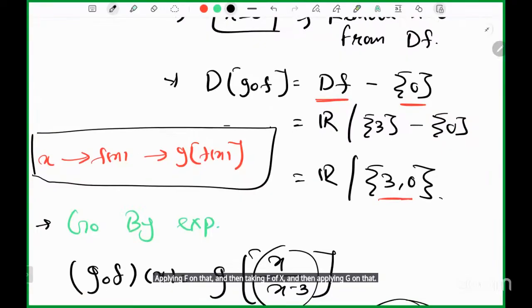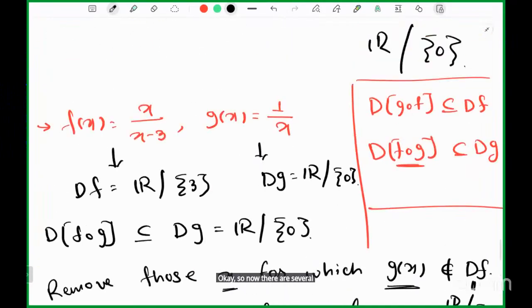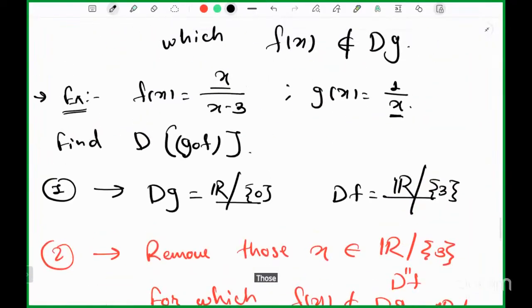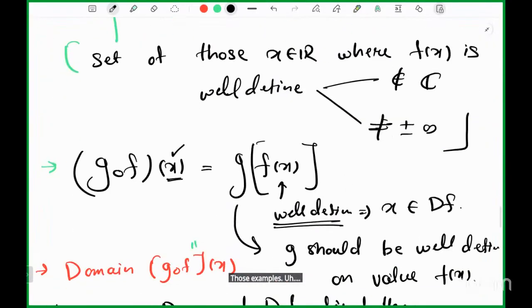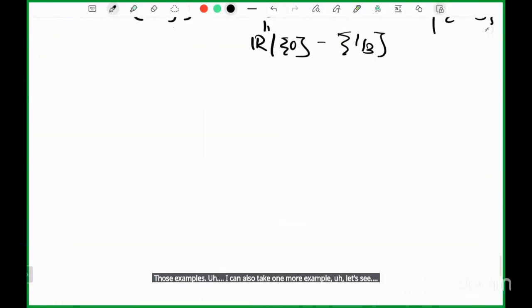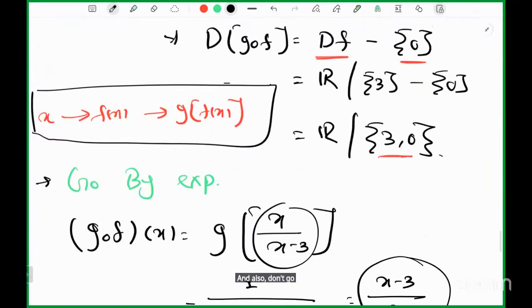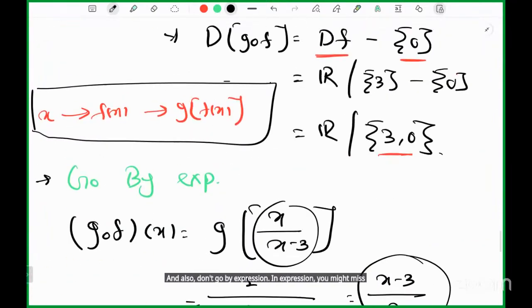Okay, so now there are several examples you guys can do. I can also take one more example. And also, don't go by expression. In an expression, you might miss some of the points. You will reach a little bit closer to the domain, but you may miss some of the points.